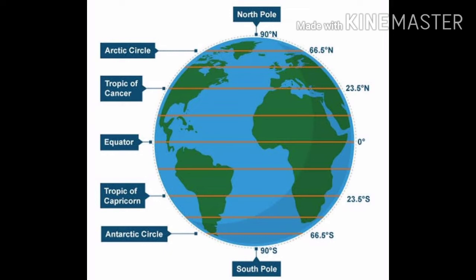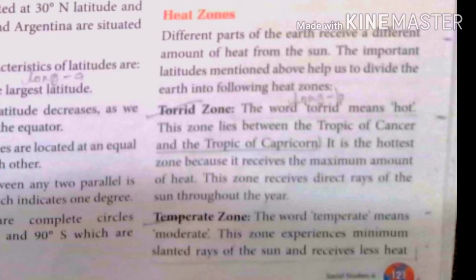Now the next topic is heat zones. So students, Earth is divided into different heat zones according to the heat from the sun received by the Earth. Means different zones of the earth receive different amounts of heat and light. The important latitudes mentioned, we read about some important lines of latitude which will help in this topic. So important latitudes mentioned above help us to divide the earth into the following heat zones.